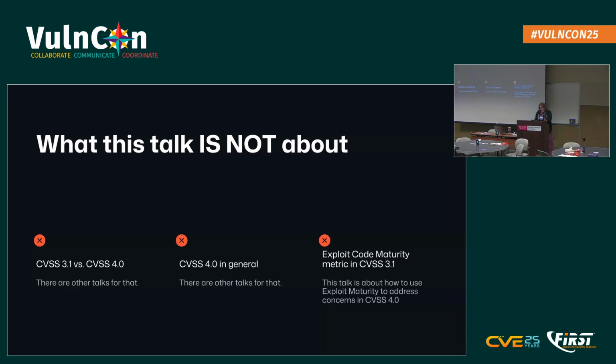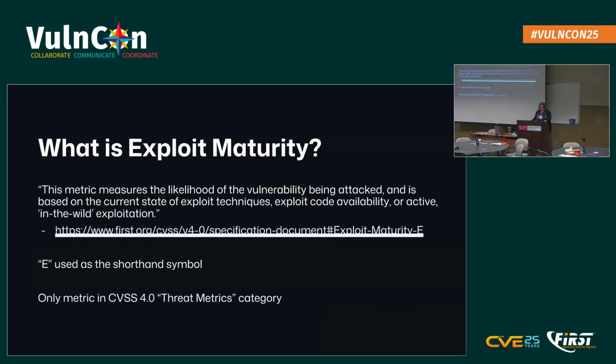With that groundwork laid out, what is exploit maturity? To quote the first documentation about what exploit maturity is, this metric measures the likelihood of the vulnerability being attacked and is based on the current state of exploit techniques, exploit code availability, or active in-the-wild exploitation. Whenever you see exploit maturity being used, the shorthand symbol is the letter E. We're going to see the letter E pop up a fair bit in this talk.